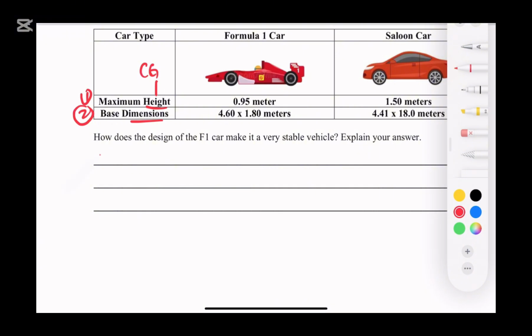Okay, so how does it? So number one is that the center of gravity, I'm gonna use shorthand CG over here. Okay, the CG, please spell in full in exam. The CG of the F1 car is lower than the salon car.